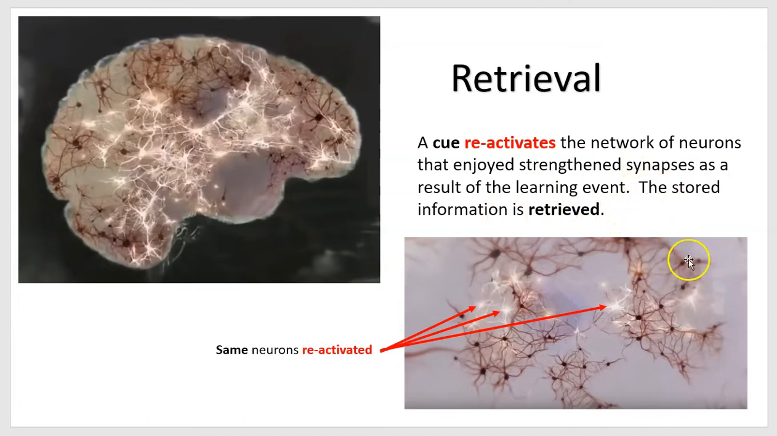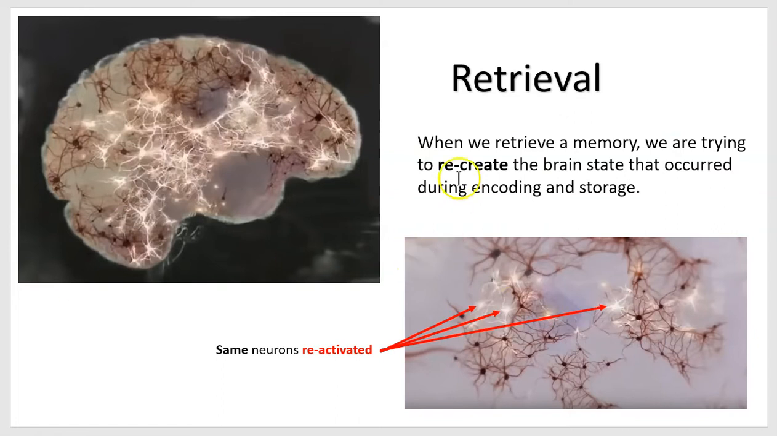So the key concept here is that when we retrieve a memory, we're trying to reactivate those same neurons that responded and grew stronger connections with each other during the original learning event. So you can think of it this way. When we retrieve a memory, we are trying to recreate the brain state that occurred during encoding and storage. And if we're successful, we will enjoy a retrieved memory.